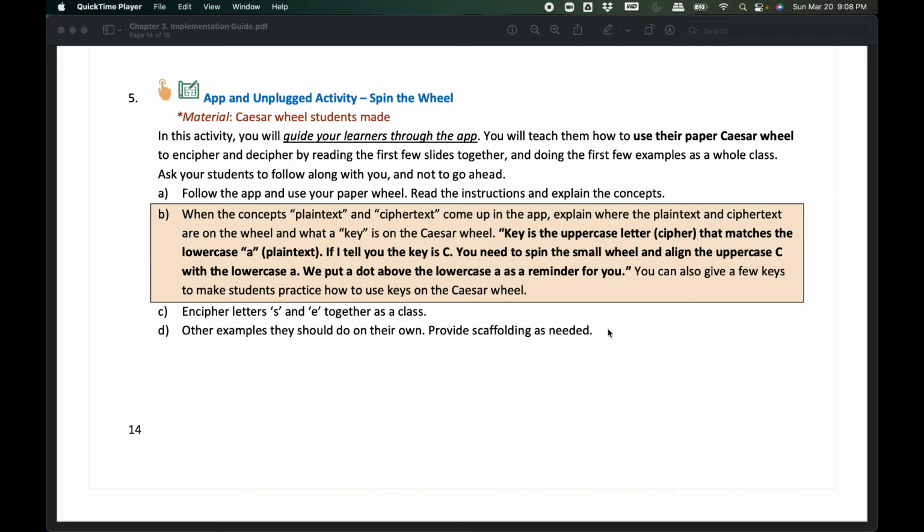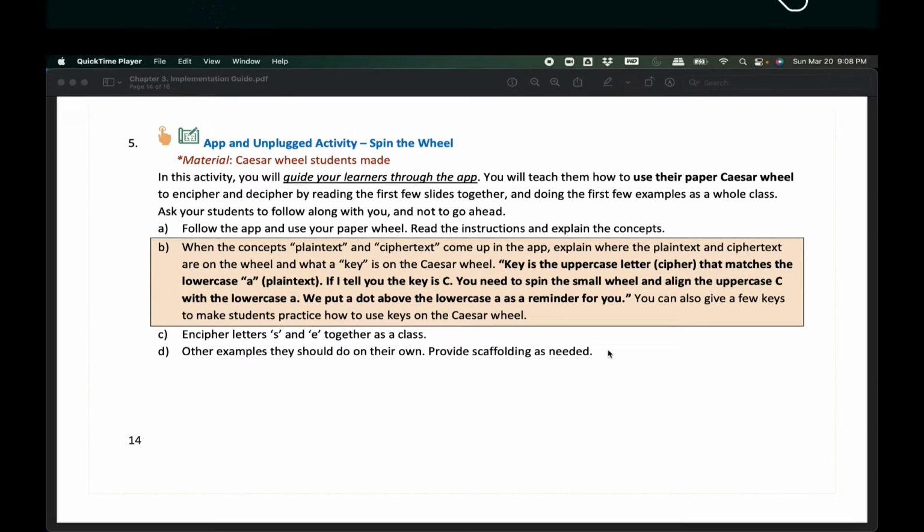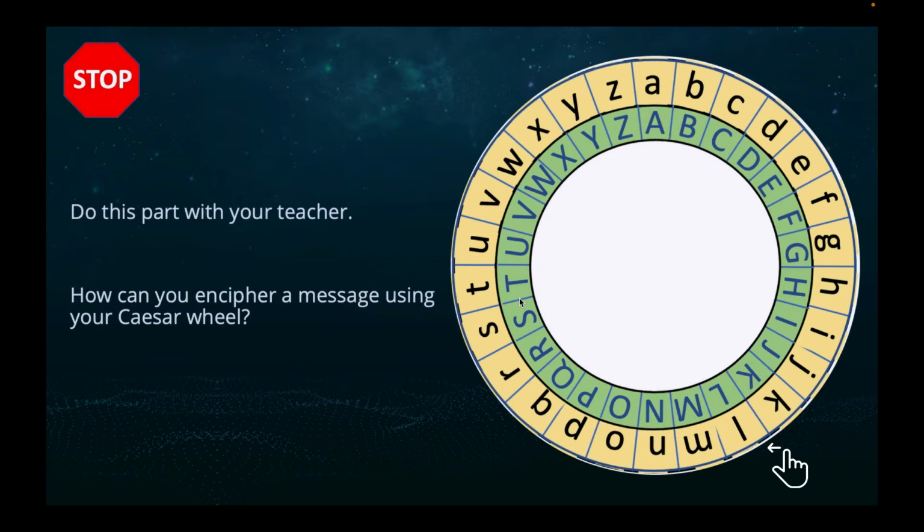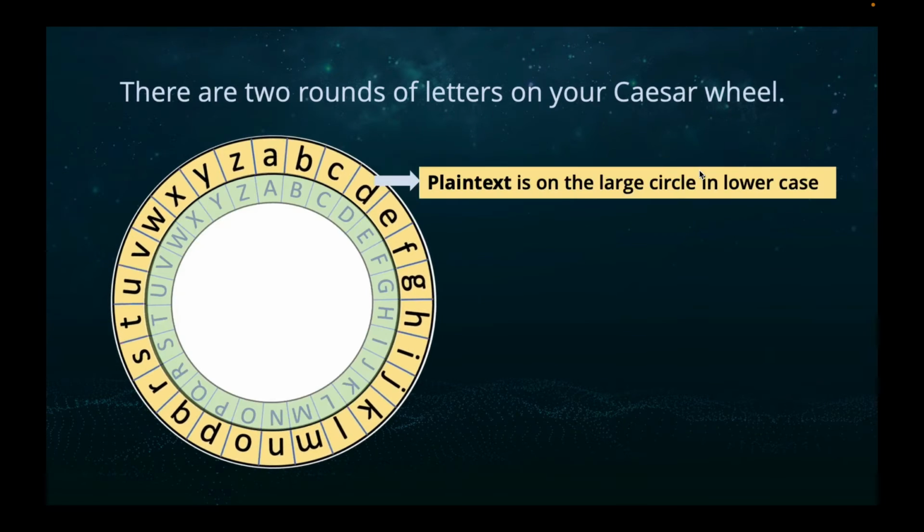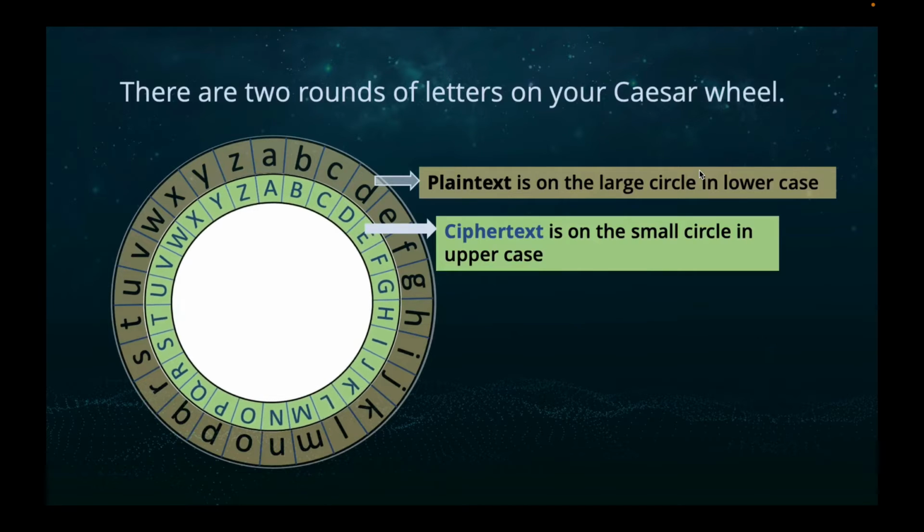Please follow along in the teacher guide and in the app while I show you slides in the app. We suggest you read these instructions and explain these concepts aloud to your students. Especially here, when the app explains the concepts of plain text, ciphertext, and key. We highlight this in the guide with an orange box and provide a script for how to explain the key.